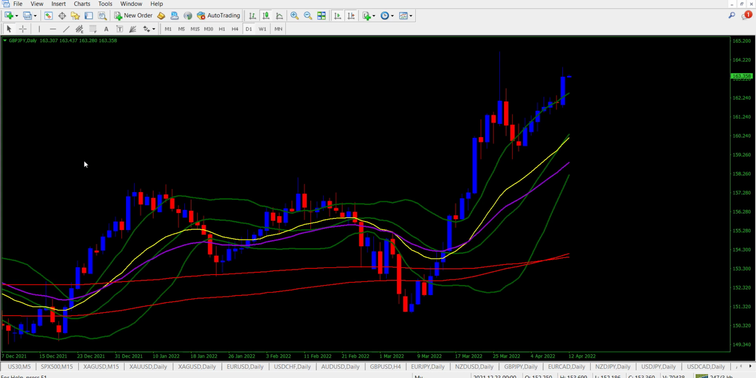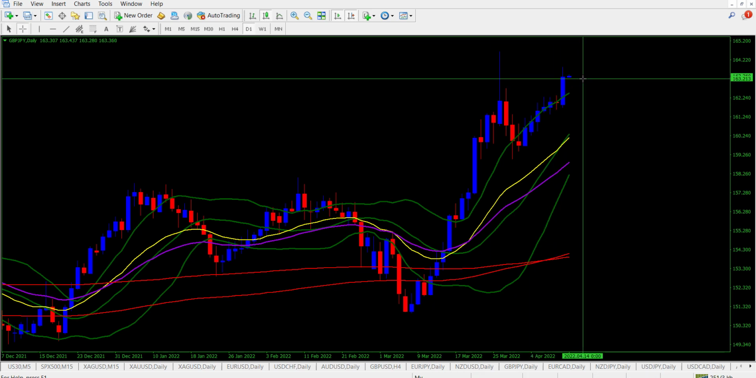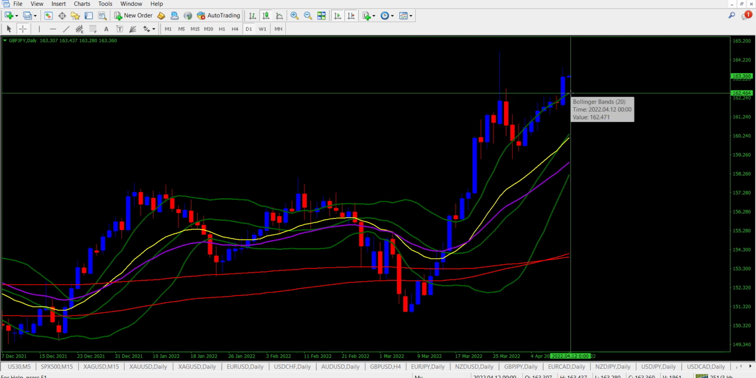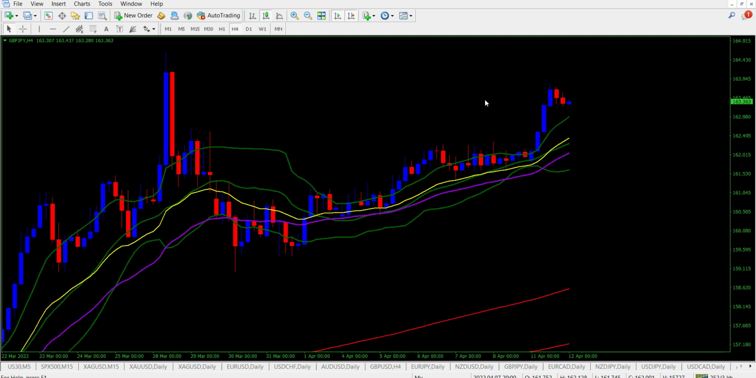The next is pound yen. Pound yen looks good. It has broken this kind of resistance area, this line, and the previous day bar is also heavily blue. So what I'll do, I'll check the shorter time frame to see if we can find anything. Let me see the 1 hour.